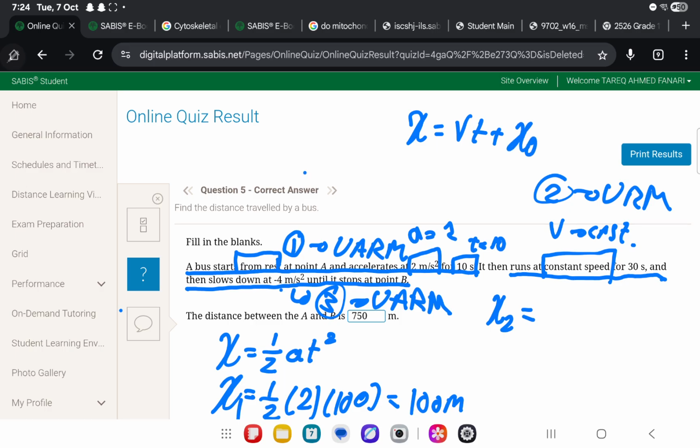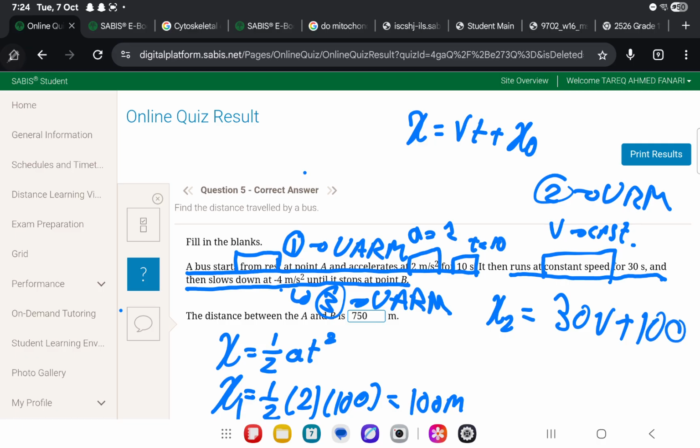Okay, so v is not something we know, right? But t is something we know. So we're going to write 30v plus x0. For x0, we're going to use x1, right? Because remember, this is where it picked up. Phase 2, the moment where it changed to phase 2, it's already 100 meters in, right? So it's going to be this.